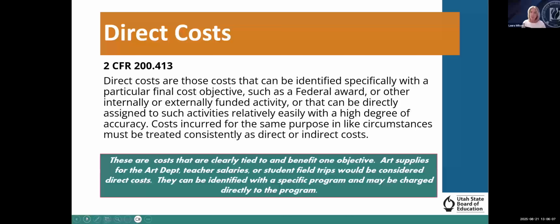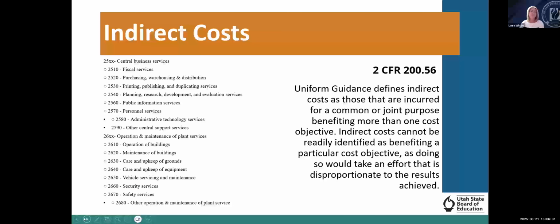Direct costs is a term that we use. It's part of our formula. What is a direct cost? A direct cost is one that is easily allocable to a program. For instance, art supplies for the art department or teachers' salaries in a specific department. Those are clearly direct costs. They can just be put right to a program, very easily understood.